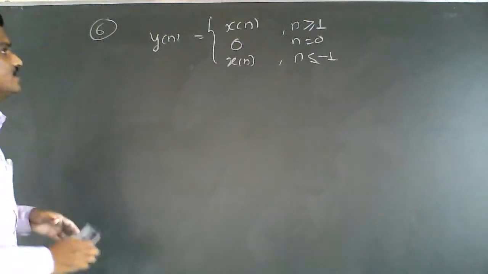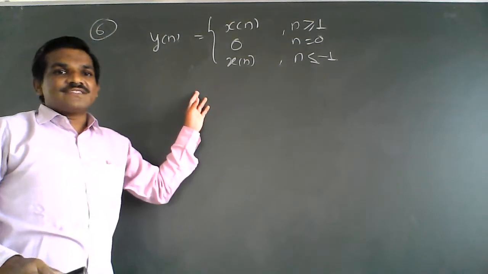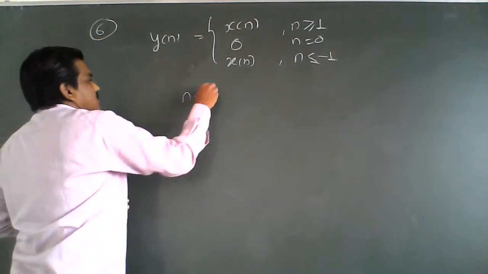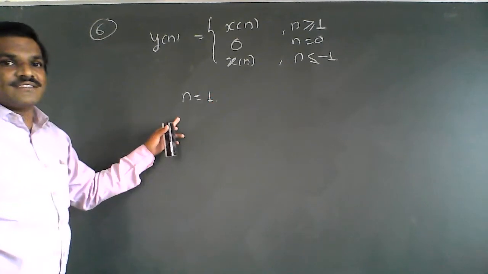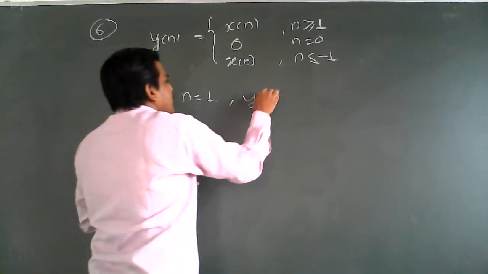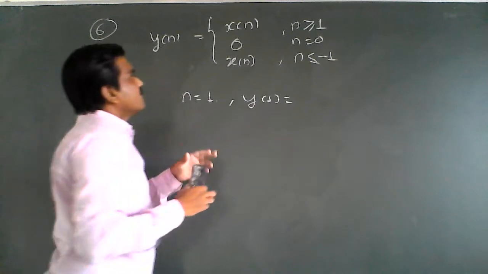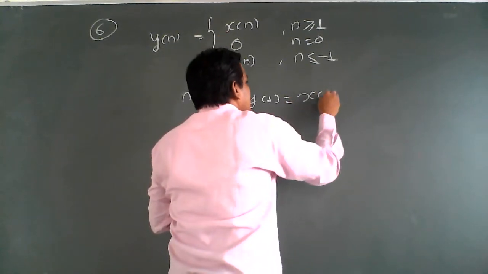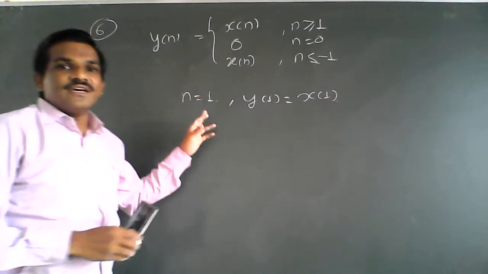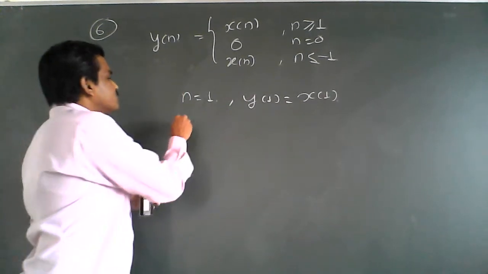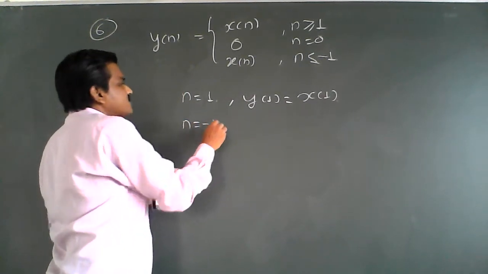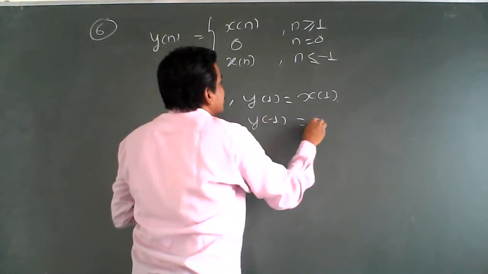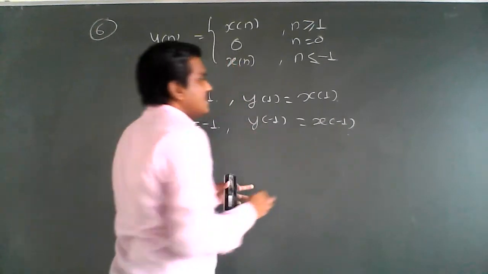First we have to check whether the system is causal or not. Let us put n equal to 1 in the system. So we will get y of 1 is equal to x of 1. Now put n equal to minus 1, let us go for the negative side. So y of minus 1 is equal to x of minus 1.